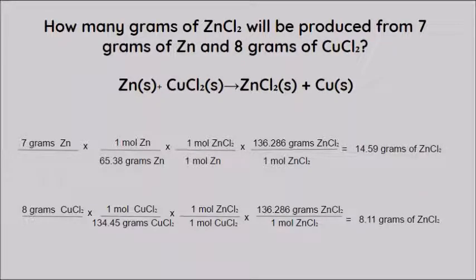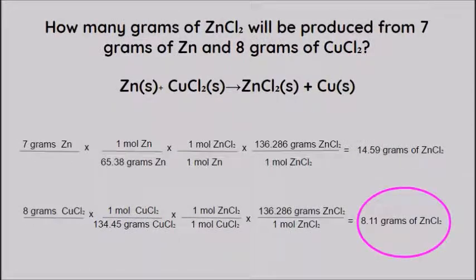Now repeat the same steps for copper chloride. First, calculate how many grams of zinc chloride can be produced from 8 grams of copper chloride by starting with 8 grams of copper chloride and multiplying 1 mole of copper chloride by its overall mass. Multiply this with the ratio of copper chloride used to make zinc chloride, which is also a 1-to-1 ratio. Then multiply this with the overall mass of zinc chloride to solve for the total amount of grams, which comes out to be 8.11 grams.